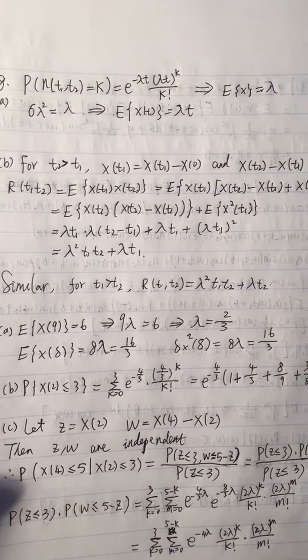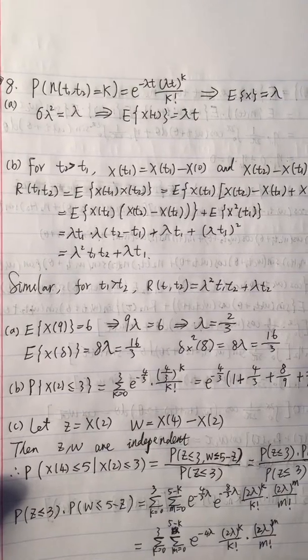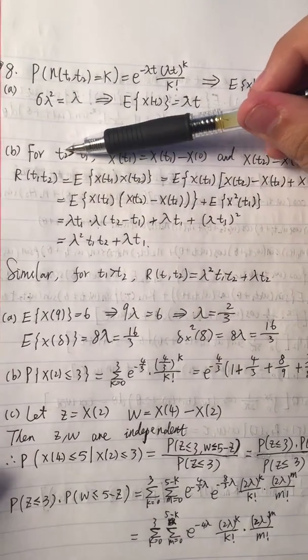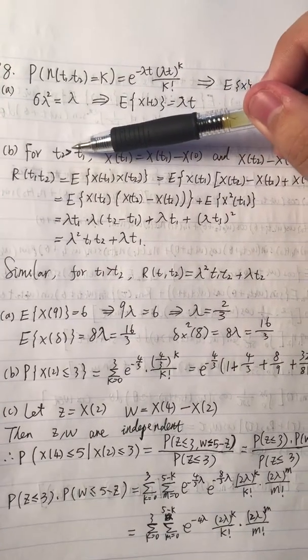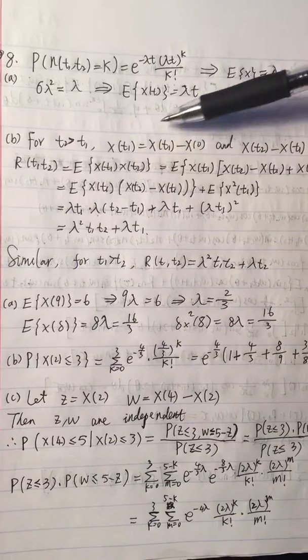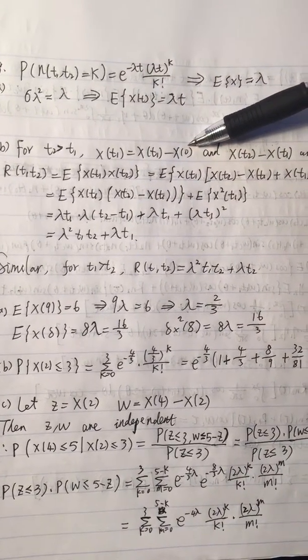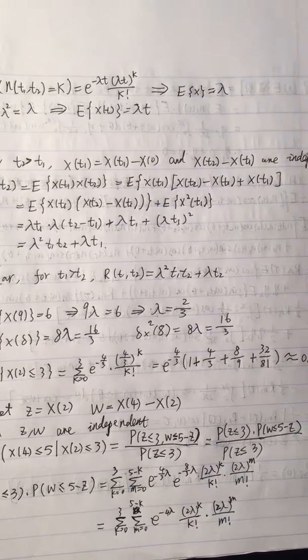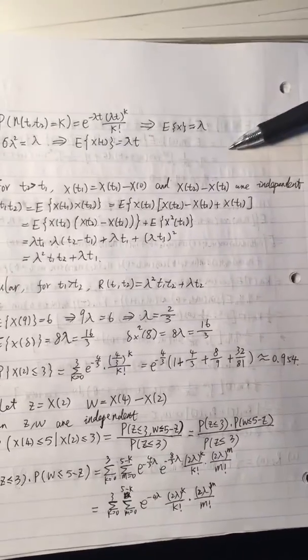Okay, so for the second question, for t2 more than t1, we can get that x of t1 is equal to x of t1 minus x of 0, and x of t2 minus x of t1 are independent. These two are independent.